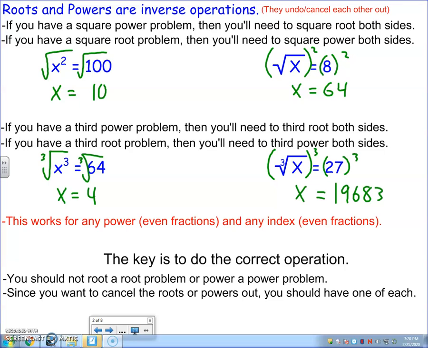You should not be doing a root of a root problem or a power of a power problem. Since you want to cancel out the roots or the powers, you have to do the opposite. So you should have one of each.